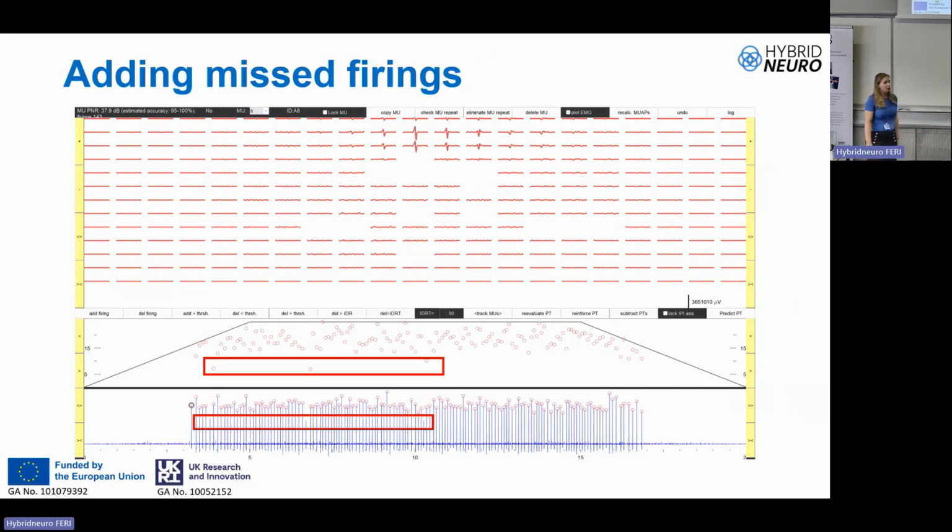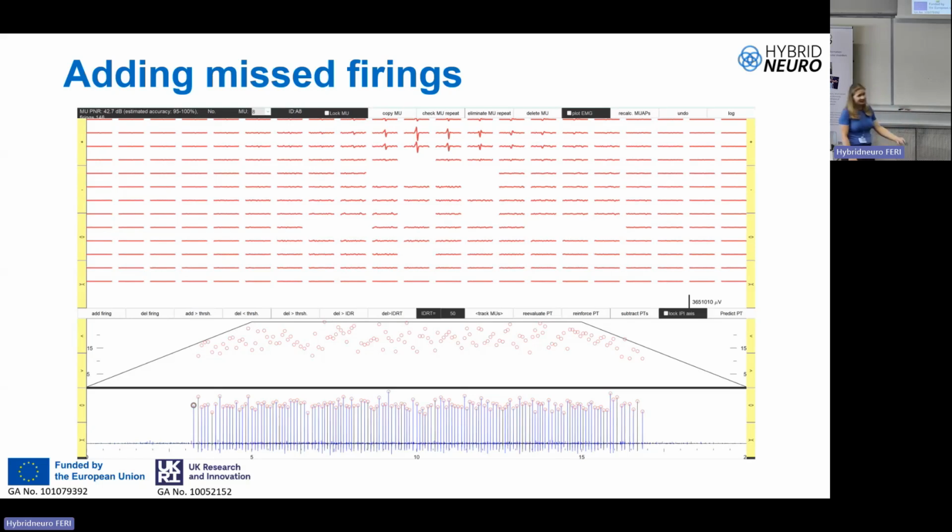The opposite of duplicates or outliers are missing firings, and we can spot them by having those spike trains that are not selected, or by having instantaneous firing rate values that are slower than the rest of them. And we resolve this by adding them.